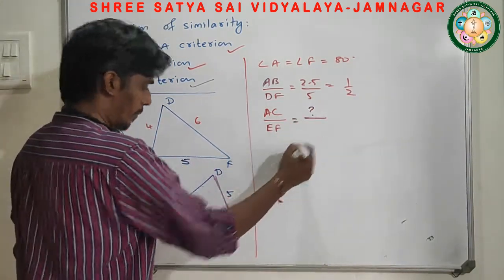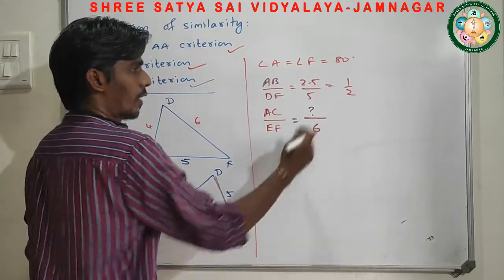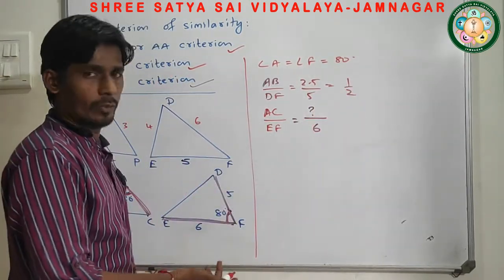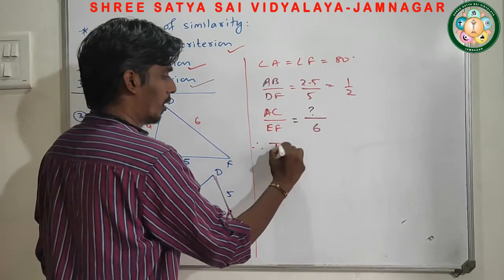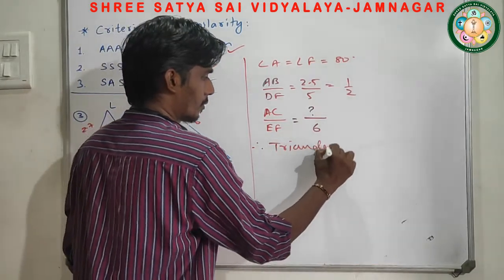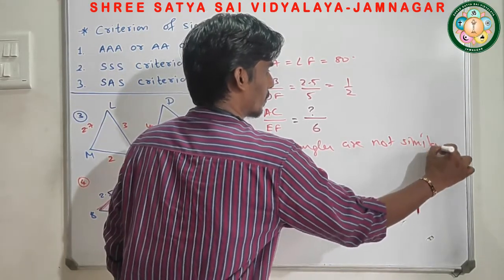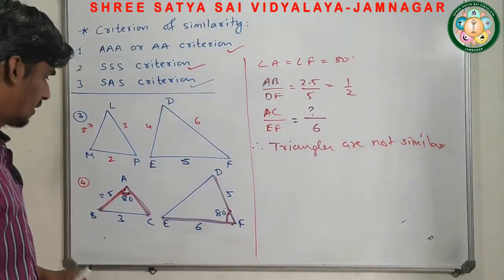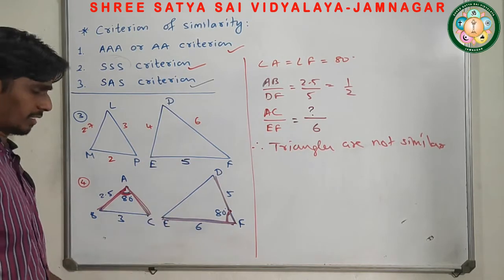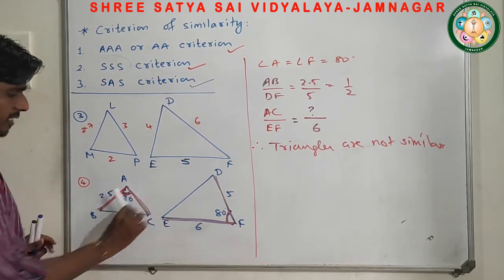AC is not given, but EF is given as 6. So I can't say that they are of equal ratio. So for this also we can write that the triangles are not similar. Again I'm telling you guys, these 80 angles are equal, but their corresponding sides are what?